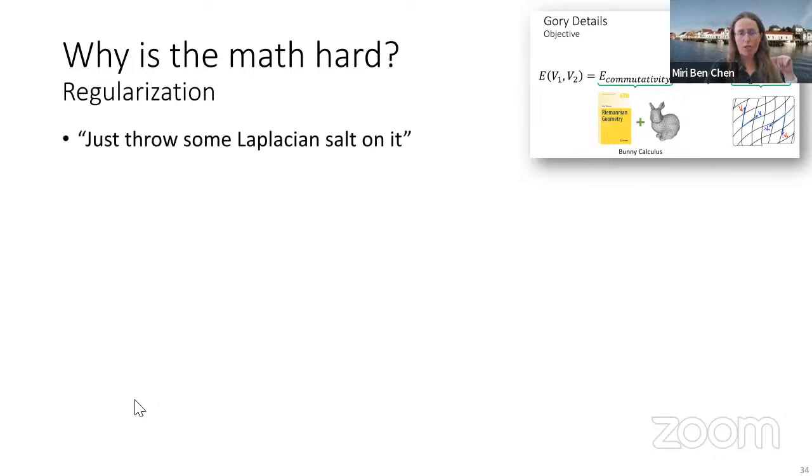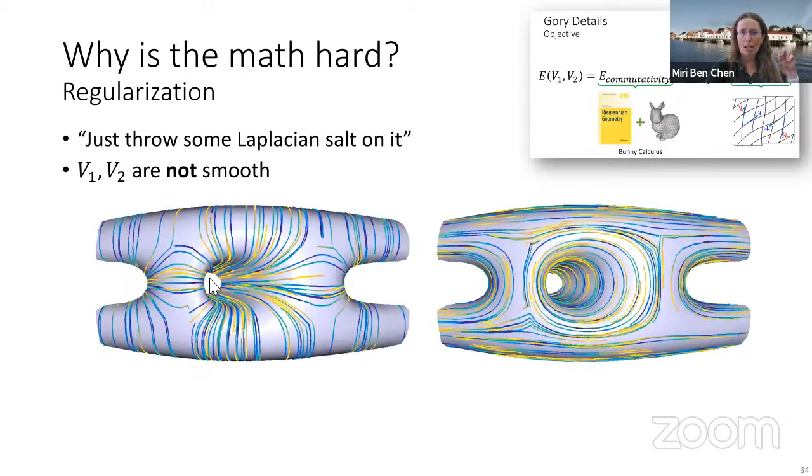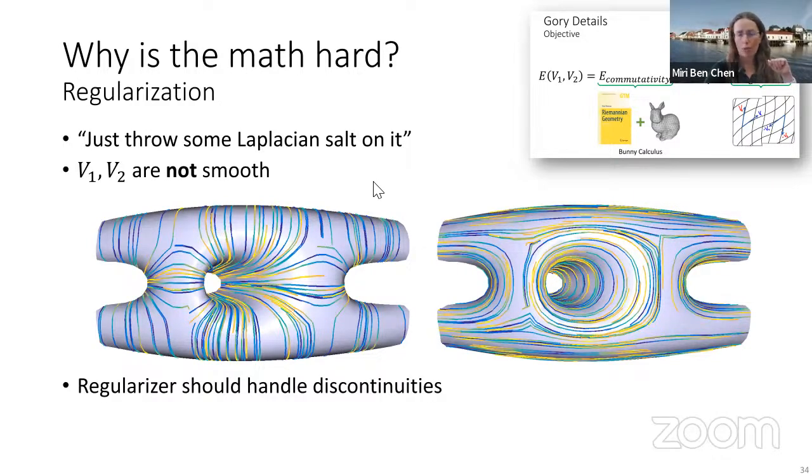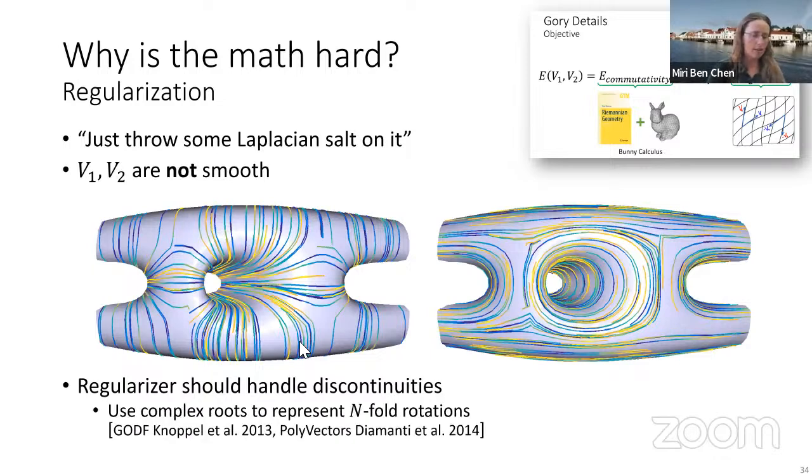The regularization is also difficult because usually what you do is just throw some Laplacian at it, but here the vector fields themselves are not smooth because of the symmetry issue that I mentioned before. If you look here, these are the final vector fields that we generated the quad meshes from. And you can see that there are regions where the thing is simply disconnected, yeah? So there are inconsistencies in the vector field that the regularization has to take care of. This is another difficult issue: the regularizer should be able to handle discontinuities. In this project, we used complex roots to represent n-fold rotation, which was pioneered by Knöppel et al. from 2013. But this has its own issues in terms of the optimizer.